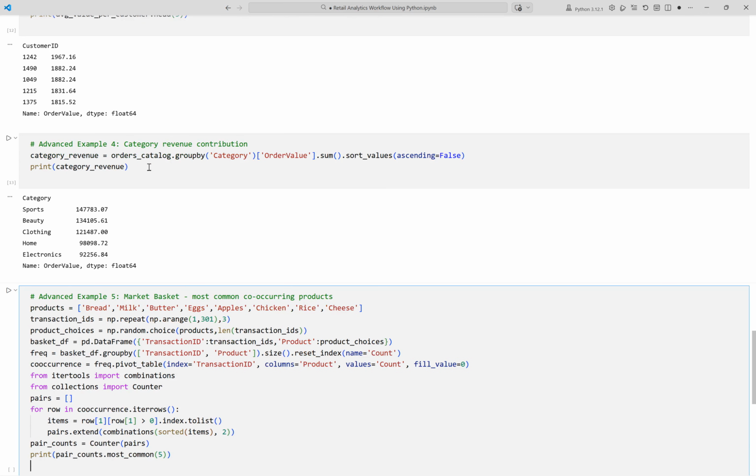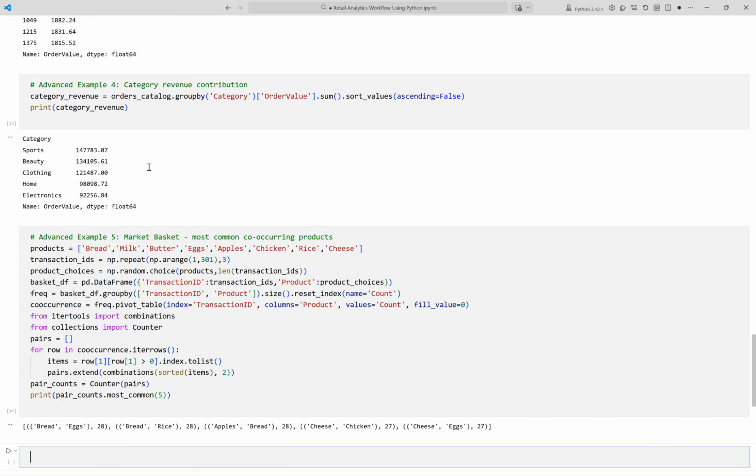Running the cell now. This output shows the top 5 most common pairs of products purchased together in the same transaction, with frequencies around 27 to 28 co-occurrences. Notice how the code groups transactions and then counts product pairs, illustrating how market basket analysis reveals popular product combinations. This helps retailers understand customer buying patterns beyond single product sales, aiding in cross-selling and promotions. Practice prompt: which product combinations might suggest opportunities for discount bundles?